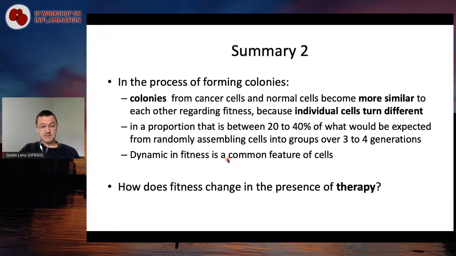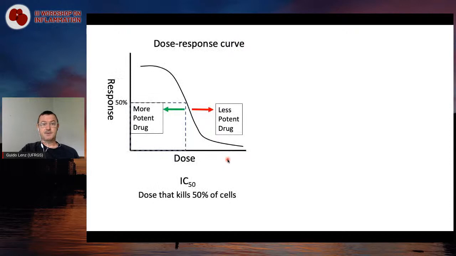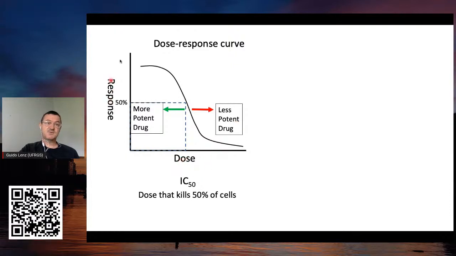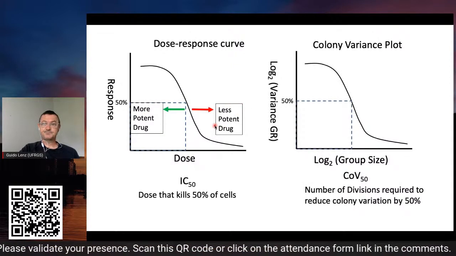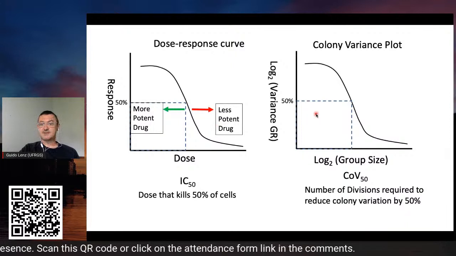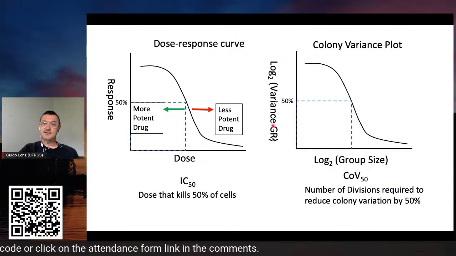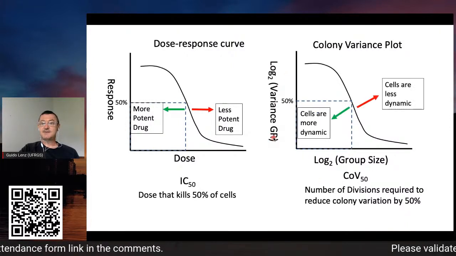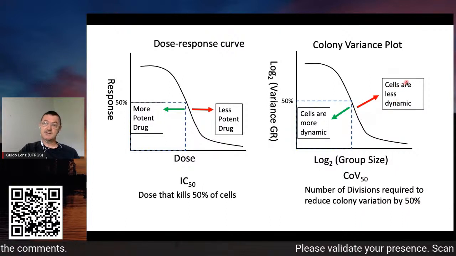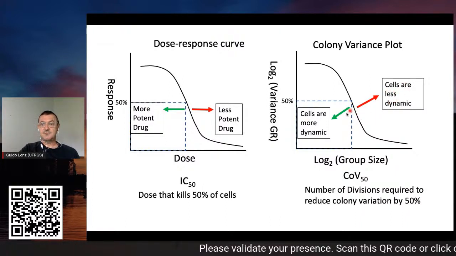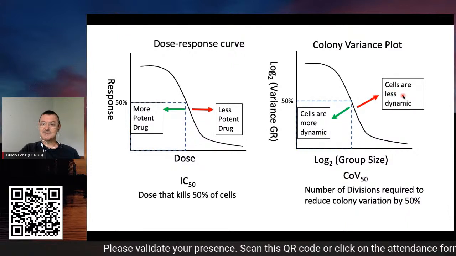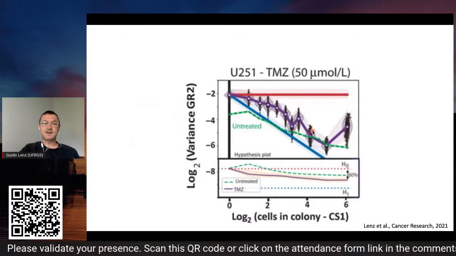So the next question was if this changes with therapy. You are probably familiar with the classical dose response curve, in which you have the dose here and the response here and a nice curve, and you have less potent and more potent drugs on this graph. In our colony variance plot, we have here the colony size, here the log2 of the variance, and if the cells move upwards, the cells are more dynamic. If they move downwards, they are less dynamic.